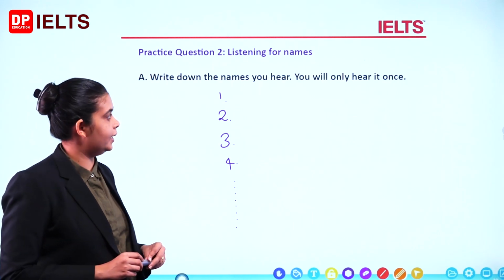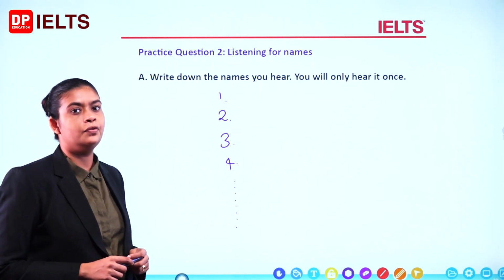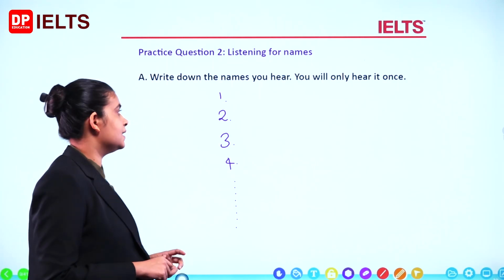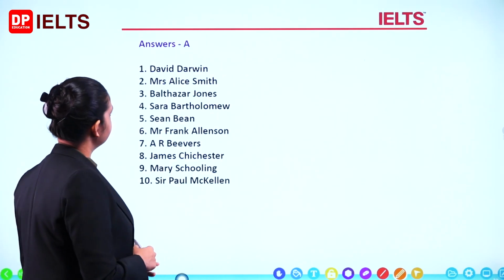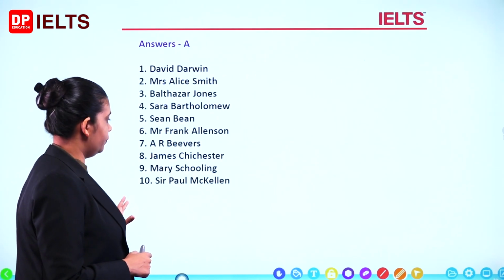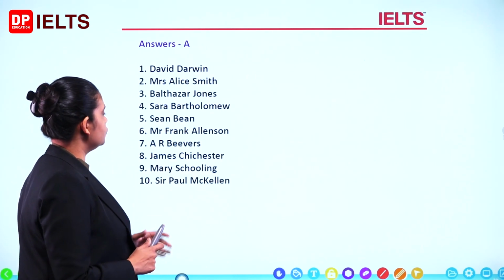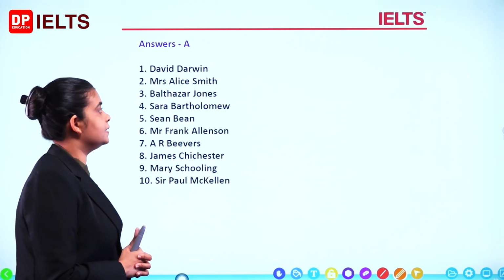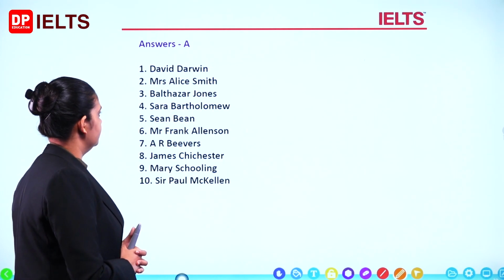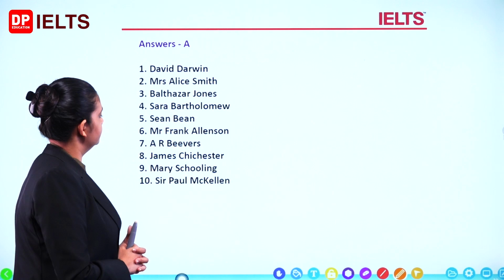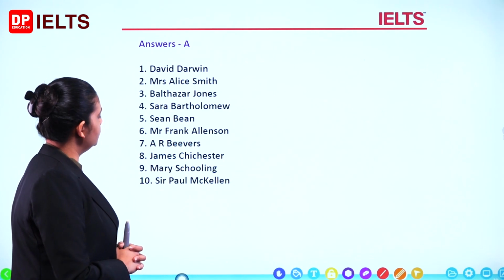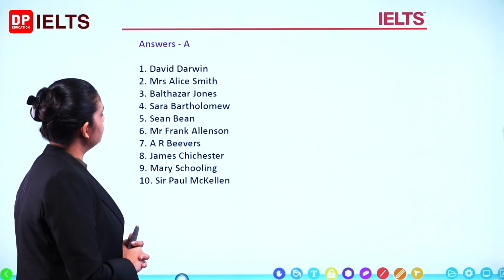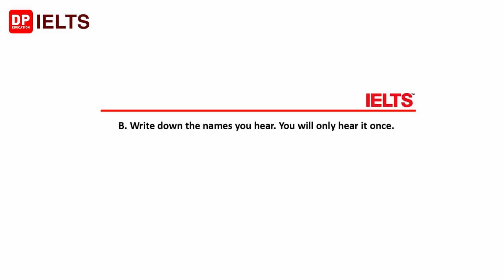Right. Okay, so hopefully you finished writing the answers. Let's check now. Make sure you're checking carefully, right? The spellings should be correct. Check letter by letter. And then put down your score out of 10. How much do you have?